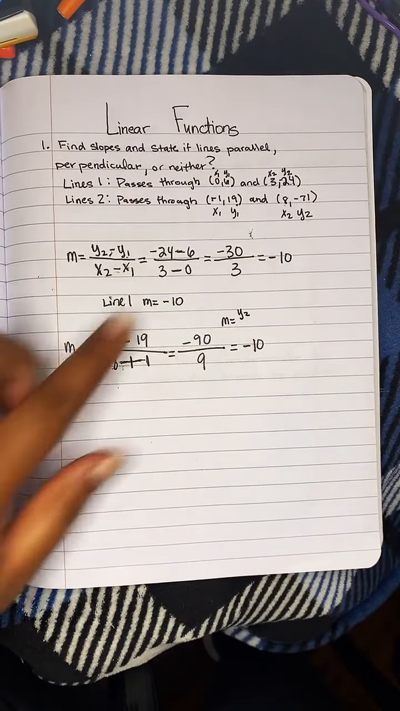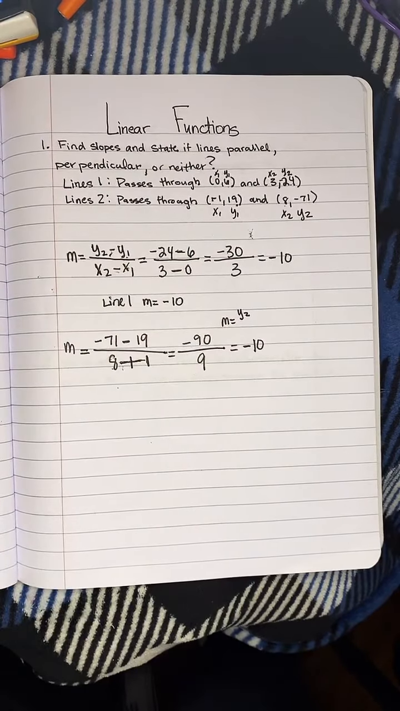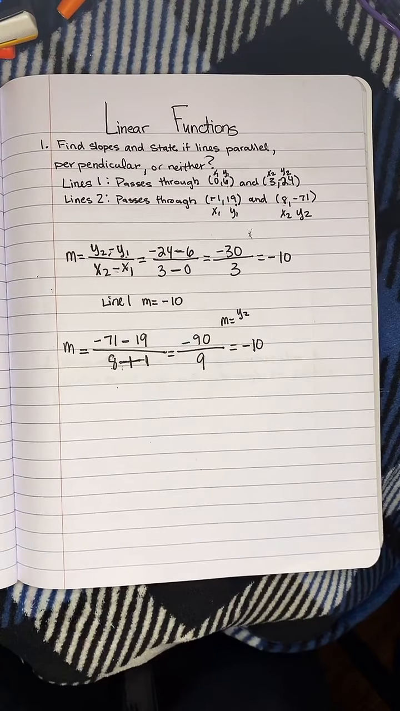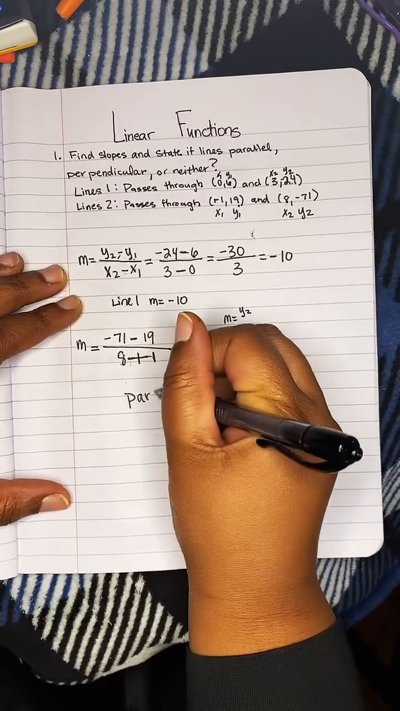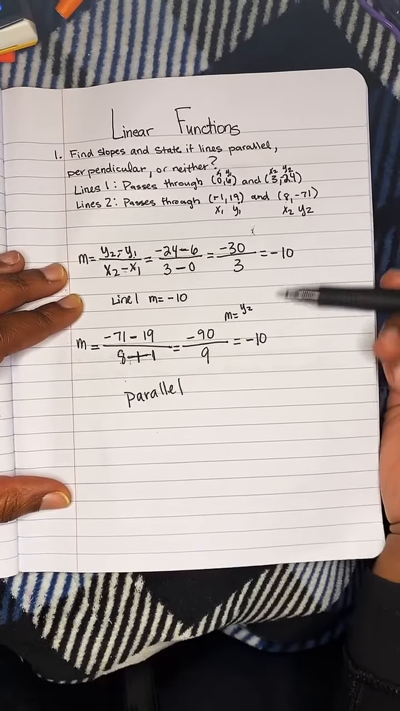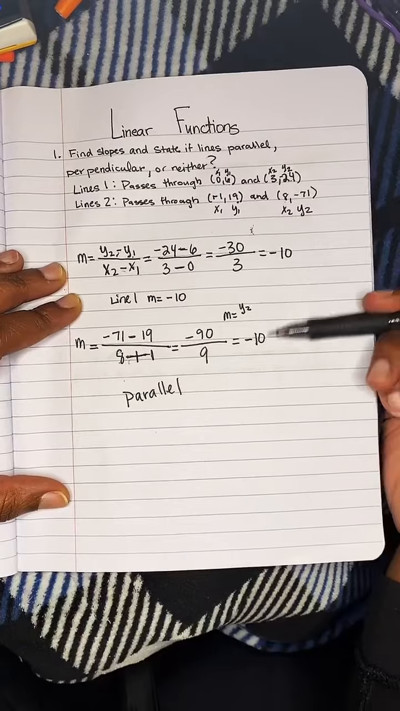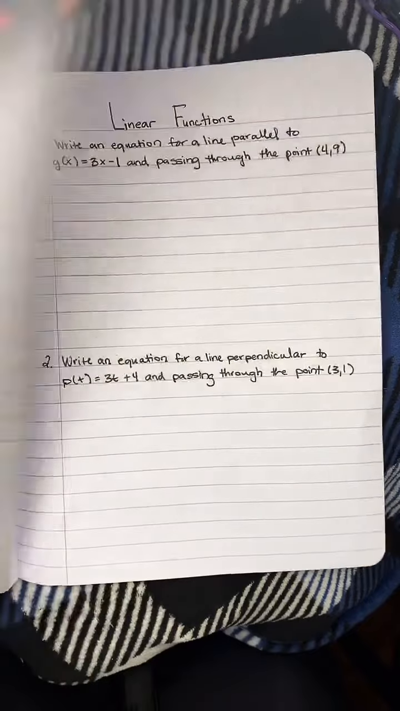So what are these slopes? Are they parallel, perpendicular, or neither? What do you guys say? I got perpendicular, parallel, parallel, parallel. Okay, good. Yes, parallel. They are parallel because they're the exact same. So they're parallel when they are the exact same slope. All right, wonderful.